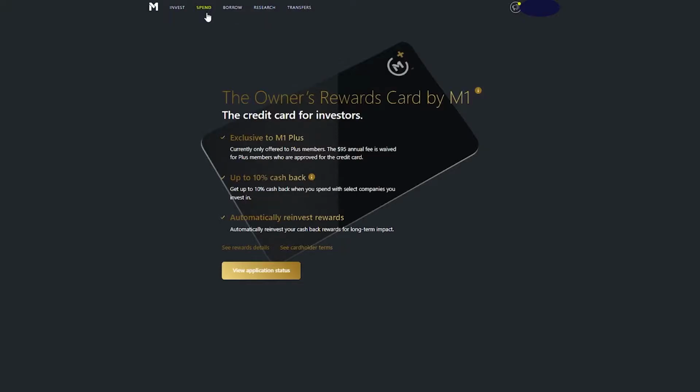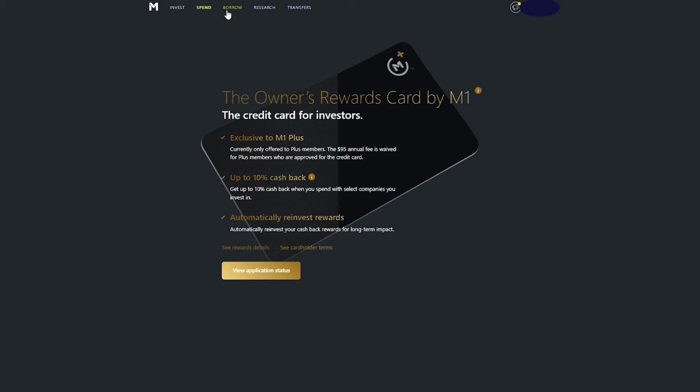Now, moving on to the spend. Over here, what this is saying is there's a new Owner's Rewards credit card by M1. You can earn up to 10% cash back, and overall, this product, you can apply for it, it's definitely available. And the point of the story here is this is just one part of M1's ecosystem, similar to Apple's ecosystem, where you have multiple capabilities and functionality.